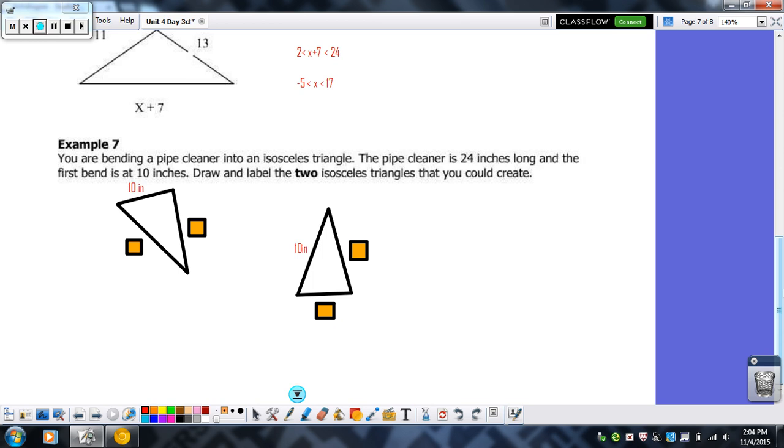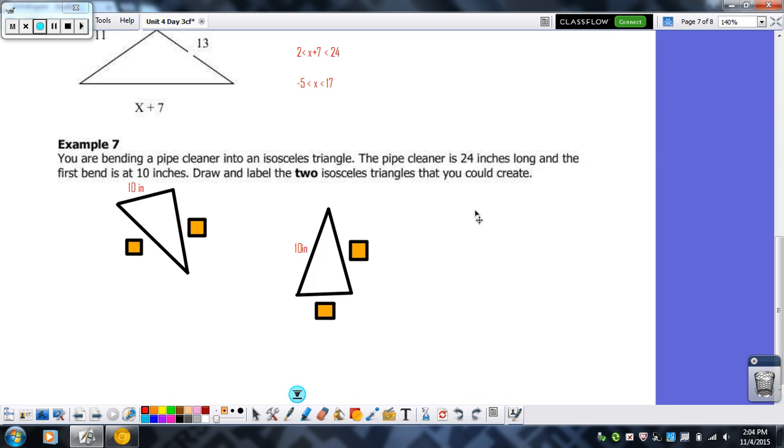Example 7 says you're bending a piece of pipe cleaner into an isosceles triangle. The pipe cleaner is 24 inches long, and the first bend is 10 inches. Label 2 isosceles triangles you could create. If you remember isosceles triangles, that means two side lengths have to be the same.